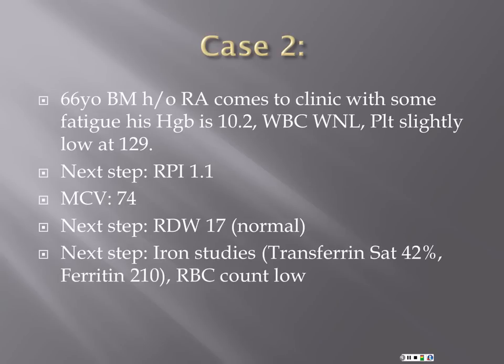So we look at the iron studies. The transferrin SAT is 42% and the ferritin is 210. And the RBC count is low. What does that suggest the patient's diagnosis is? Anemia of chronic disease from rheumatoid arthritis. Okay.